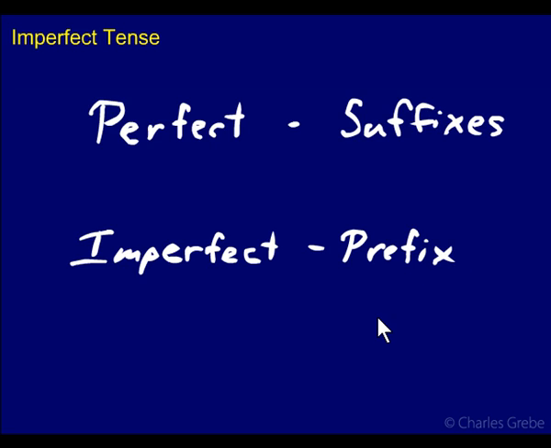Now there are a few forms that have a prefix and have a suffix. So there are some suffixes too. So I'll put that down here. And we'll take a look at these forms in a moment. But the perfect is characterized by suffixes. Sometimes people call it a suffix tense or an affix tense. And the imperfect is characterized by prefixes.